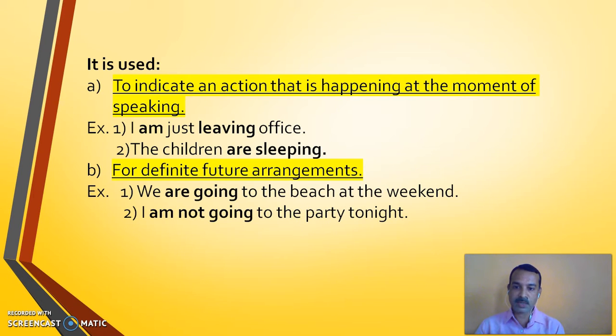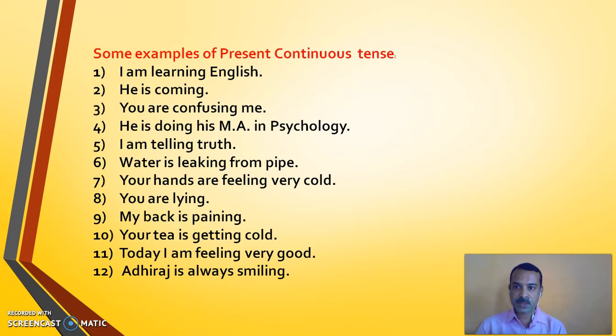In the next example, I am not going to the party tonight. In this example also, there is definiteness, or the confidence of the speaker, that he is not going to do something. So here is a list of some examples of present continuous tense. Try to understand it. It is very simple and very easy to use. In this structure we talk about things which are going on or happening in the present.